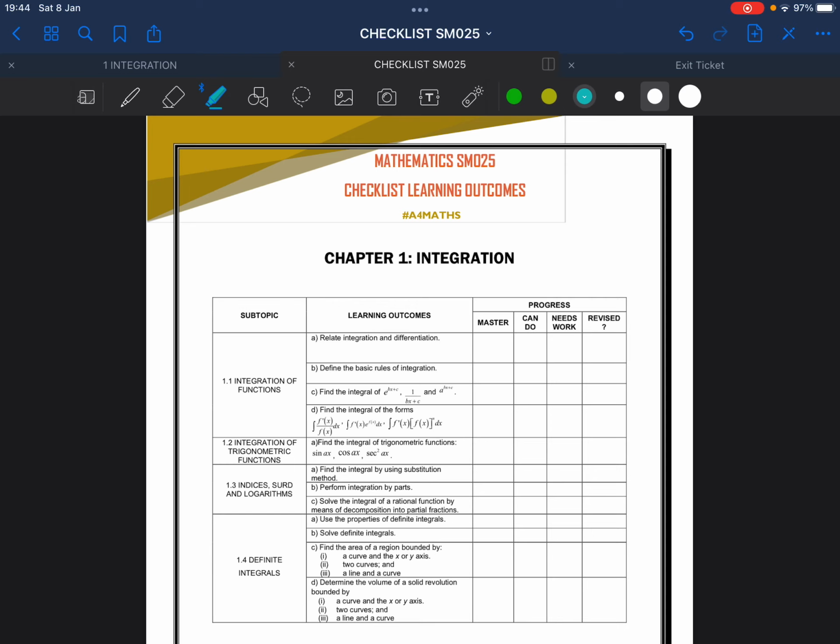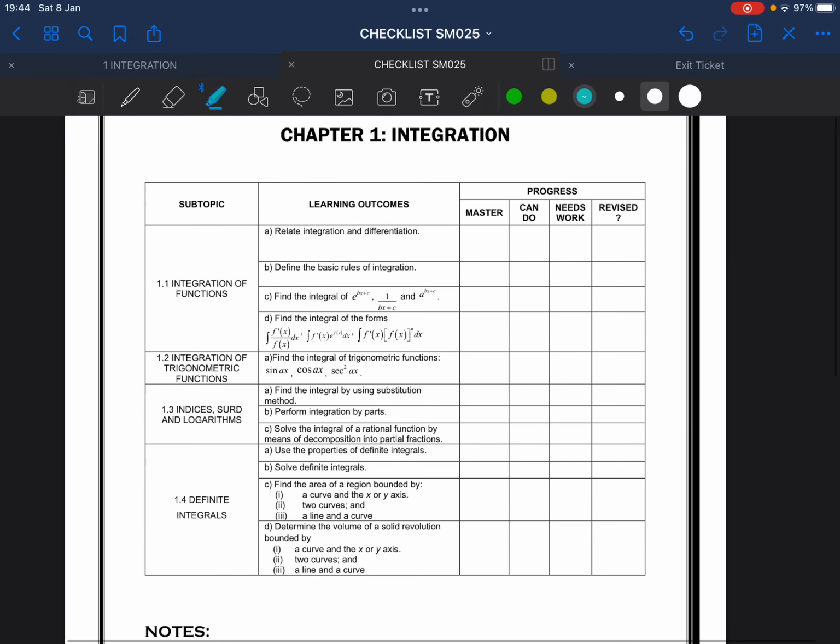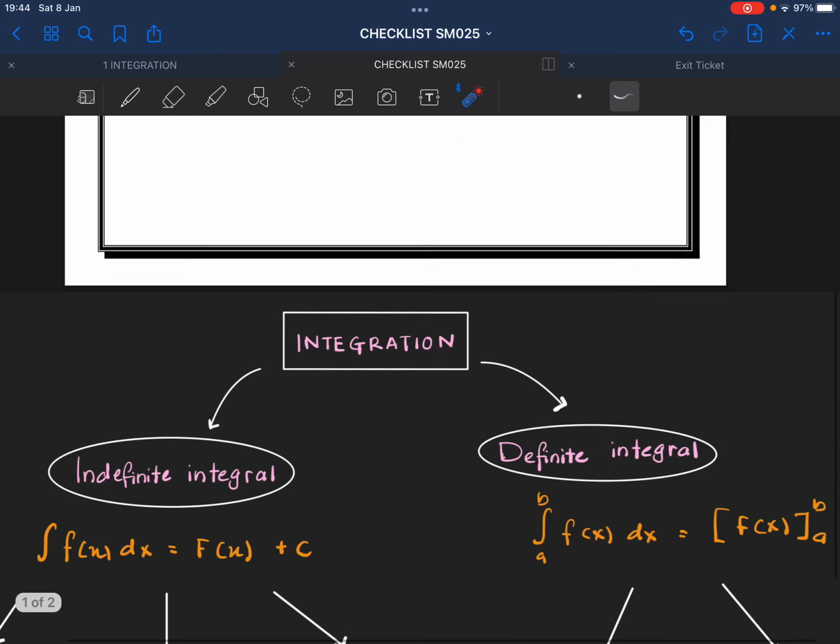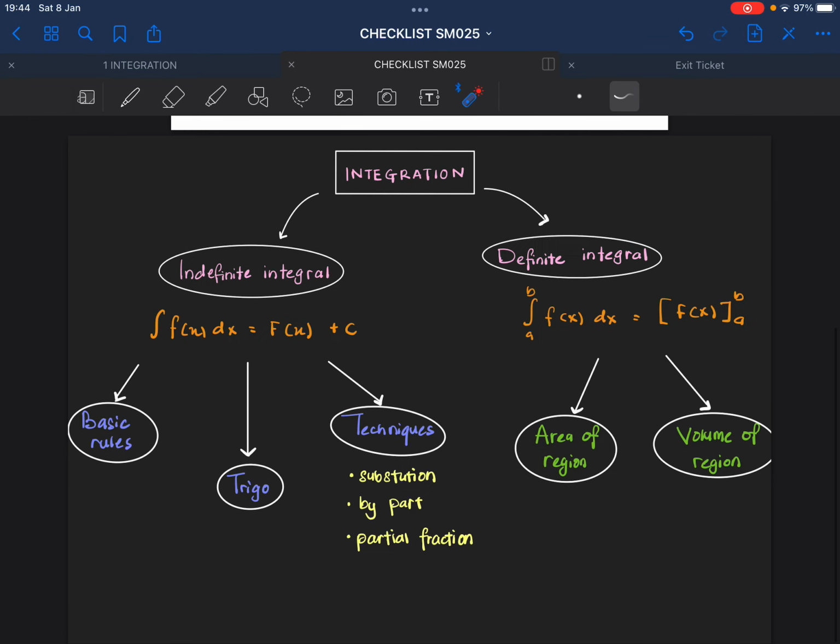So in this video, we are going to start with chapter 1, which is integration. These are the learning outcomes that you are going to learn for this chapter. We have 4 subtopics. I think it is quite long for this chapter, but it's okay. We can do that. So this is the summary for chapter 1, integration.